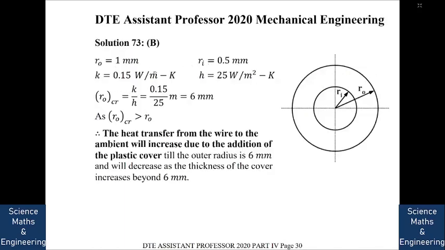We know R0, we know Ri, we know K, and we know H. Now, critical R0 would be equal to K by H, which is equal to 6 millimeter. So this critical R0 is greater than our current R0. So the heat transfer from this wire to the ambient will increase till we reach R0 equal to R0 critical, that is till we reach 6 millimeter, the heat transfer will increase, and after that it will decrease. So our answer is that the heat transfer will increase.